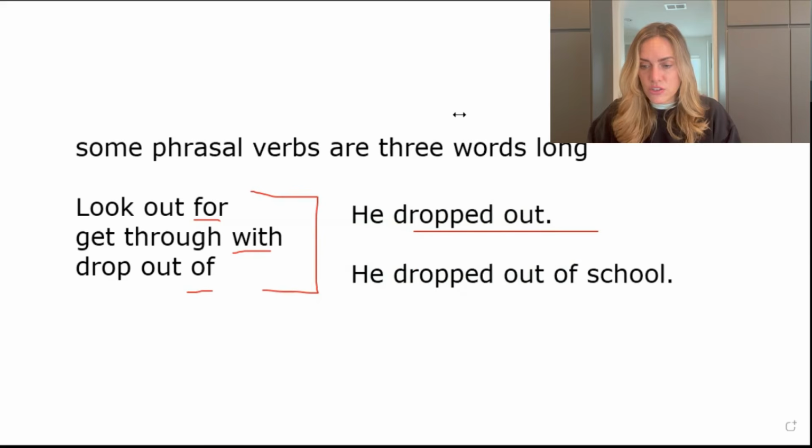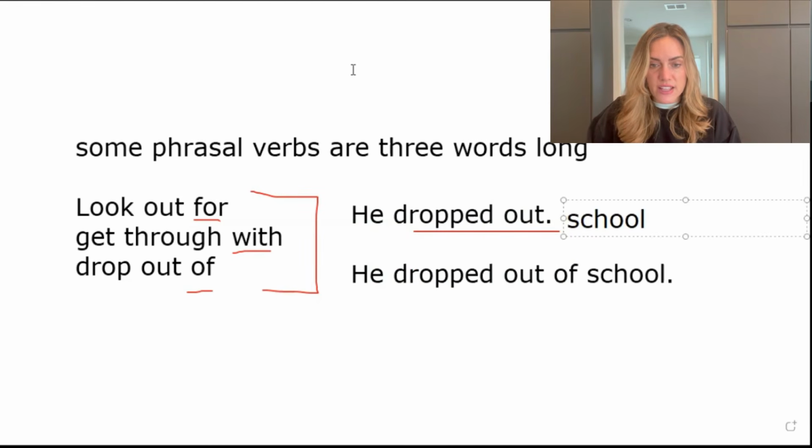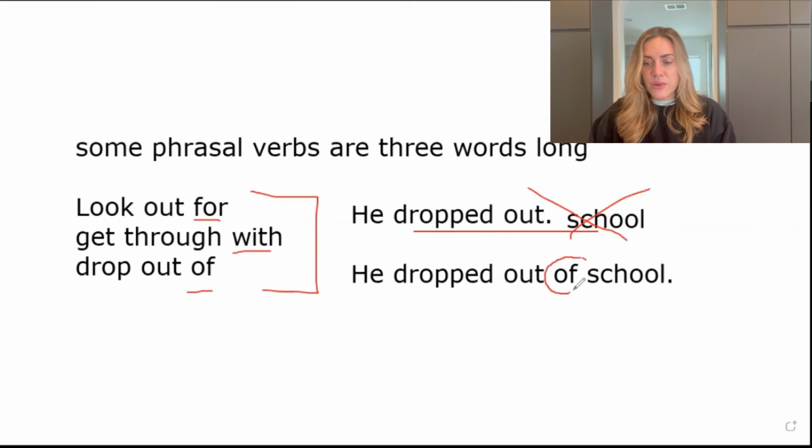Now here in the first one, we just have the phrasal verb. It is intransitive. We cannot put a noun there. He dropped out school. Nope, we can't do that. That's not correct. It's intransitive. But as soon as we add a preposition, then it's okay because prepositions always have nouns after them. Now it's okay to say where.